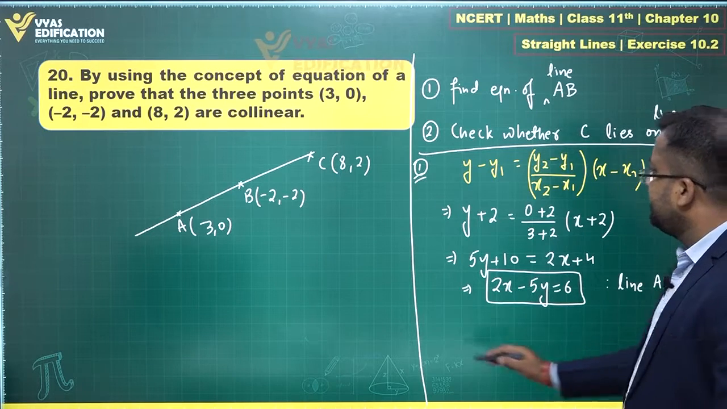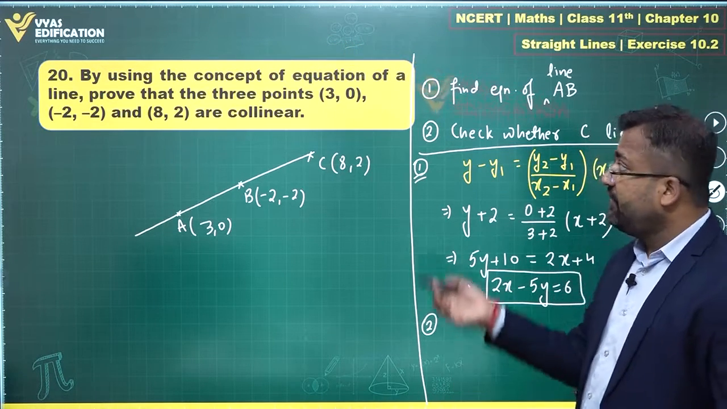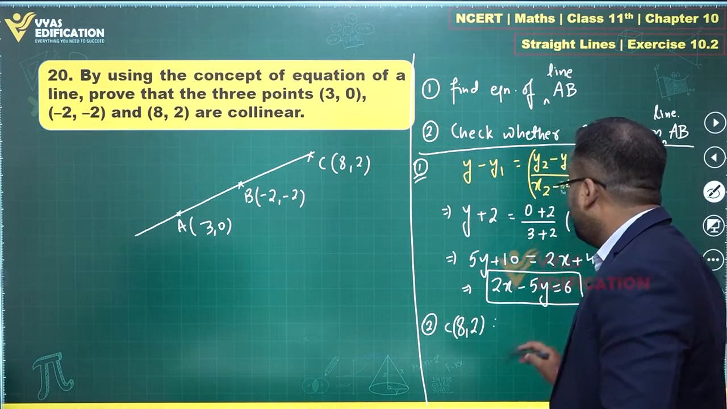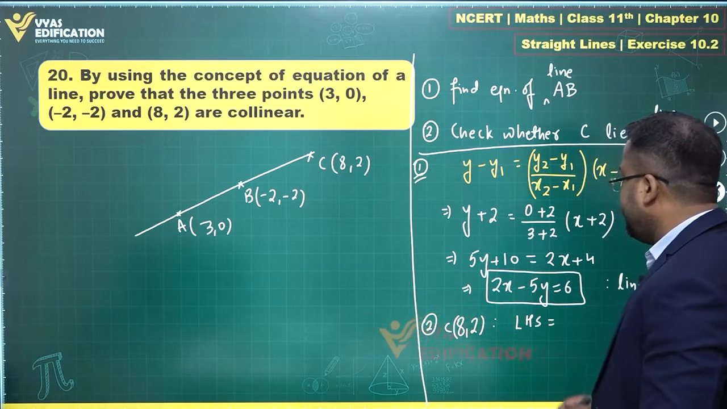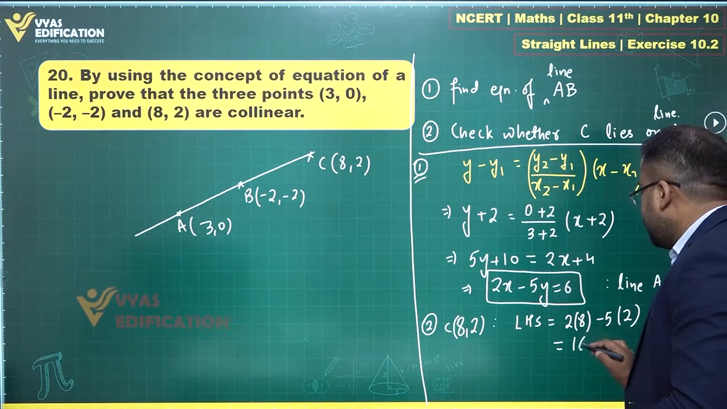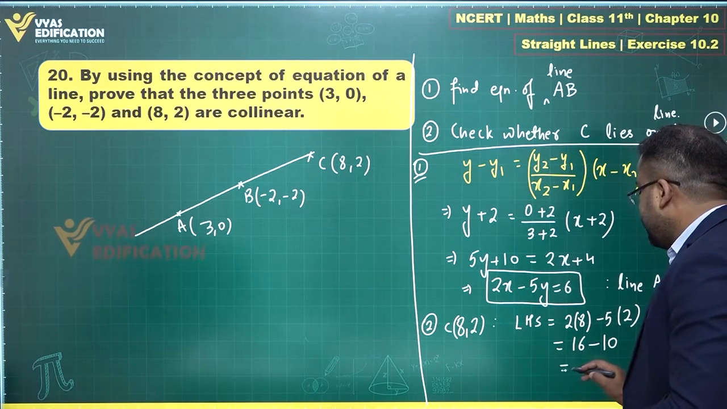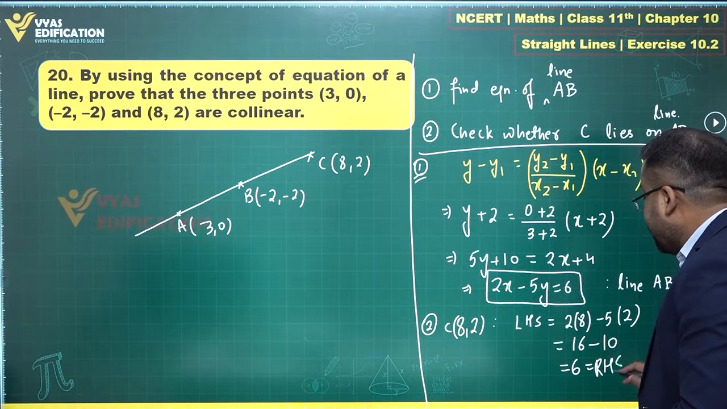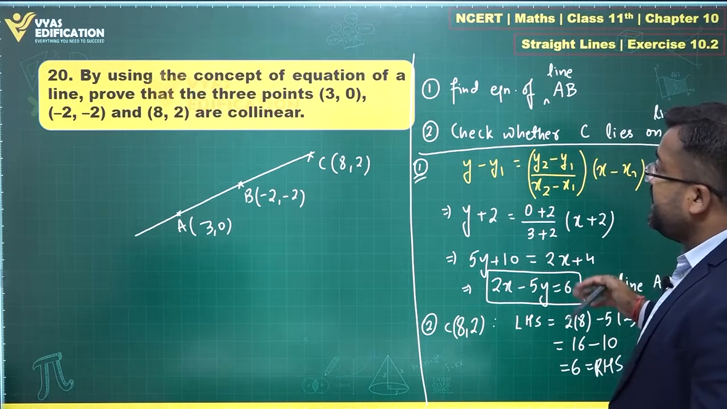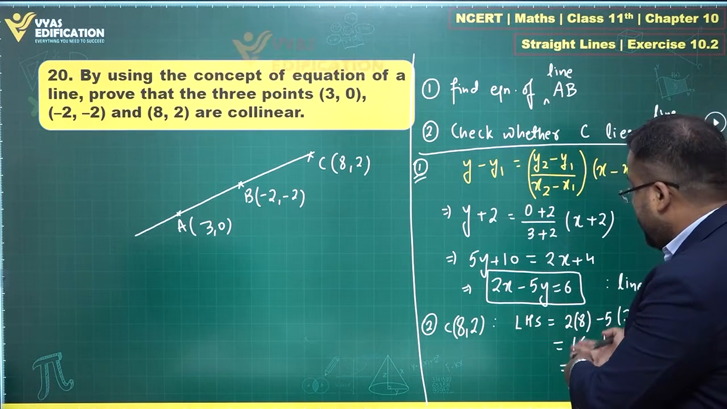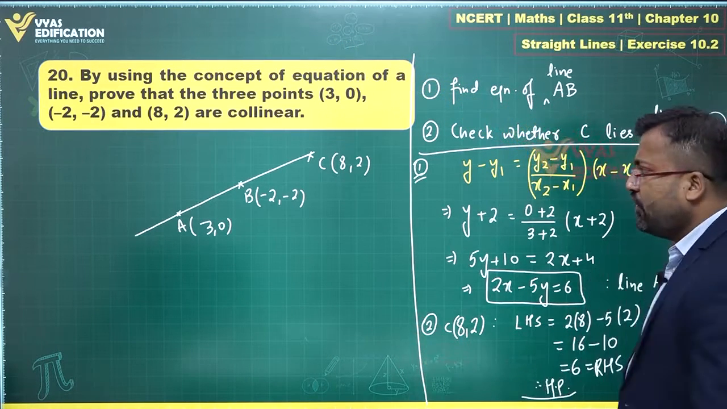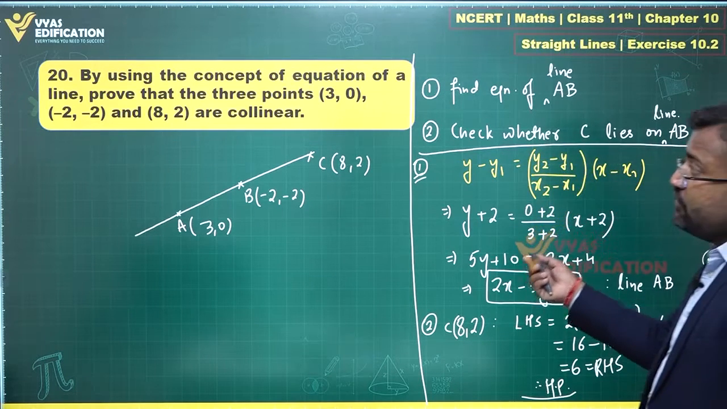Okay. Next, second step. Check whether C lies on this line. So for (8, 2), LHS will be equal to what? LHS will be 2 into 8 minus 5 into 2. What is that? This is 16 minus 10, and this is equal to 6, which is equal to RHS. Yes, the point C lies on this line AB. Therefore, the points are collinear. Hence, proved. That's a complete proof of this question using the concept of equation of a line.